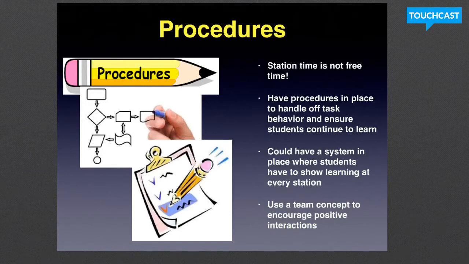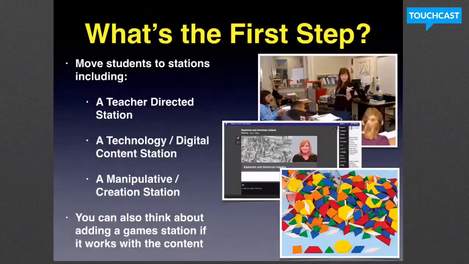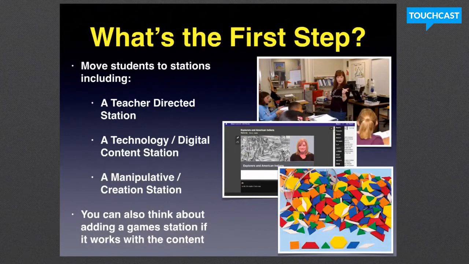So step one to move to this model is you actually have to move into stations. You can move into stations that include a teacher-directed station, a technology/digital content station, and a manipulative/creation station. You can also think about adding a game station if it works with your content. Games sometimes work really well with some content and not as well with others, so use that as an optional station.